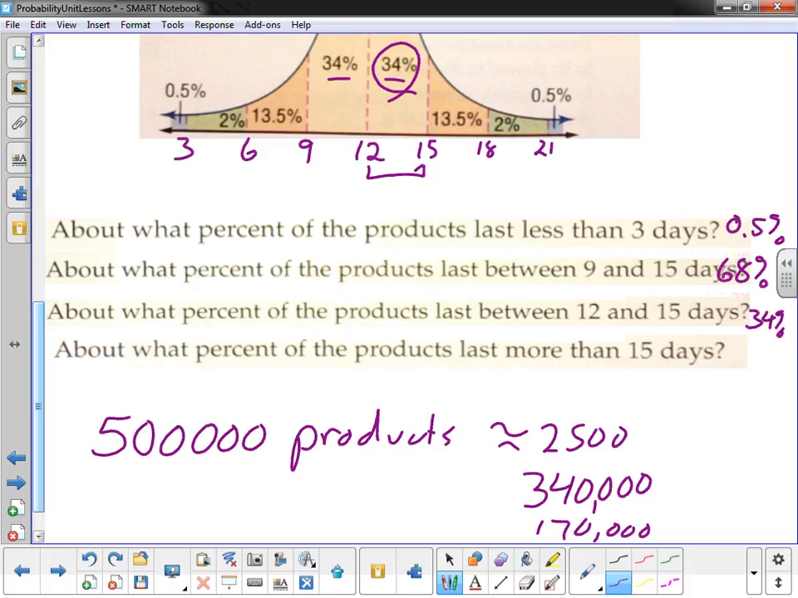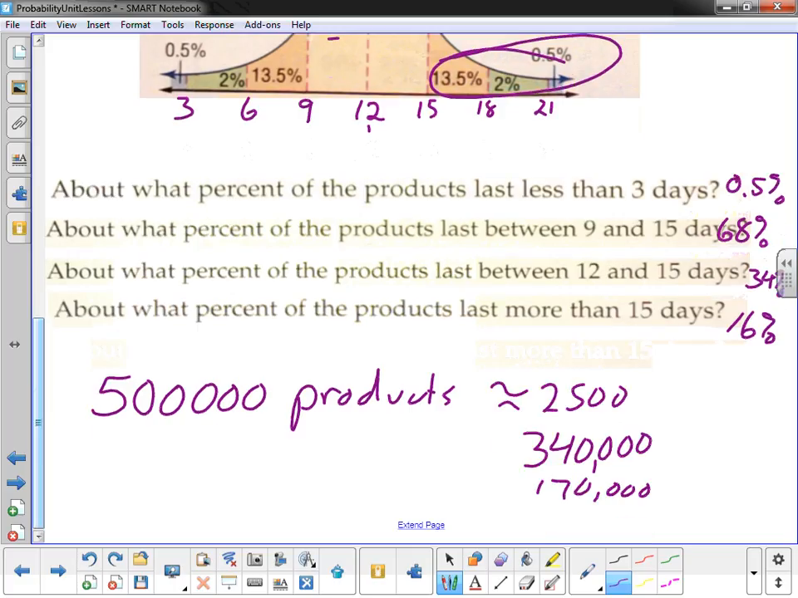Okay, and then what percent of the products last more than 15 days? Okay, more than 15 days. So I start here and I add up all of these percents. And when I do that, I get 16% of the products are going to last that way. So if I had 500,000 products and 16% of them are going to last more than 15 days, I'd get about 80,000 products lasting more than 15 days, who are supposed to have a mean life of 12.